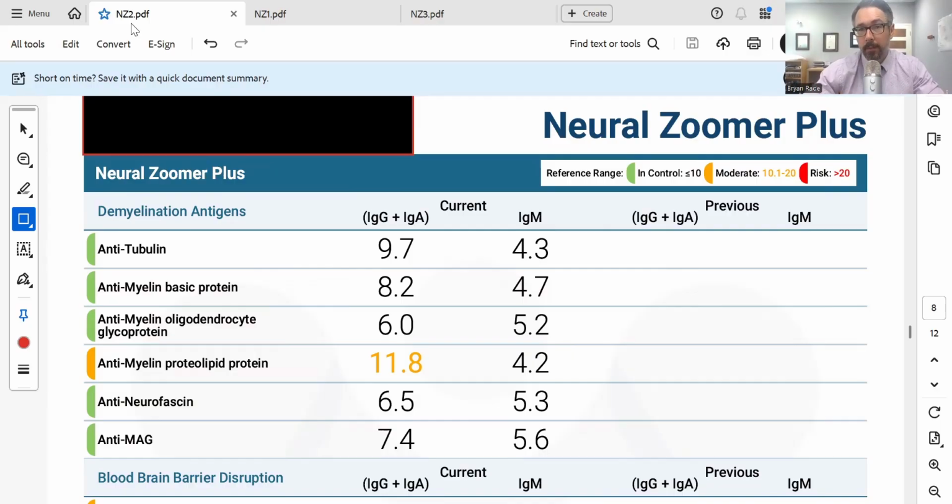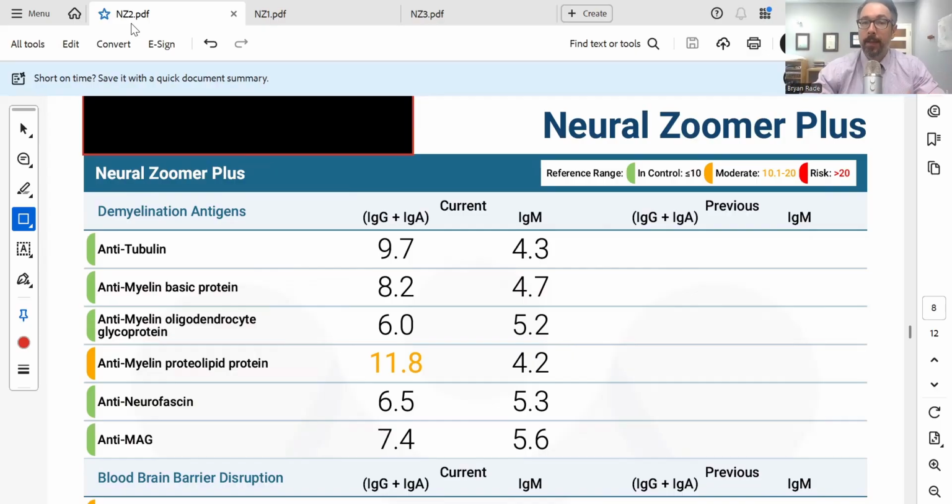So with the NeuralZoomer Plus, the way I conceptualize it is that they're casting a very broad net. They are looking at, I think, all of the possible markers that they can test for. They're looking to see what the levels of those antibodies are, whether IgG, IgA, or IgM, and then presenting that data. And then it's up to us as functional medicine practitioners to figure out what that means. What's the clinical relevance of that? And then also being able to track that data over time.